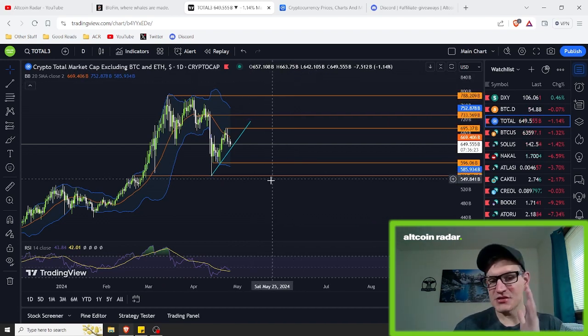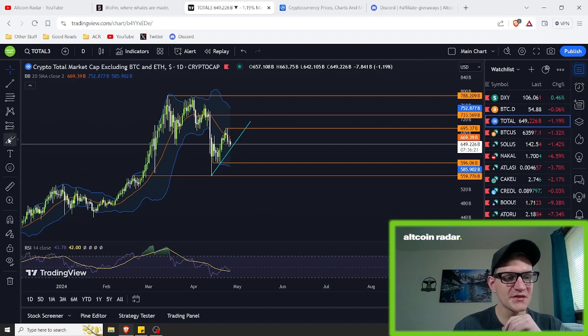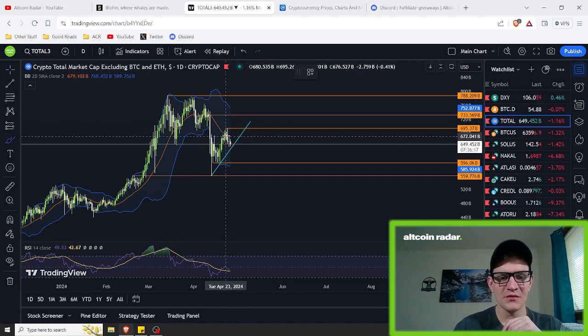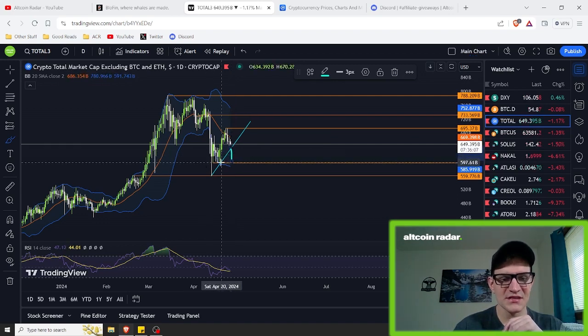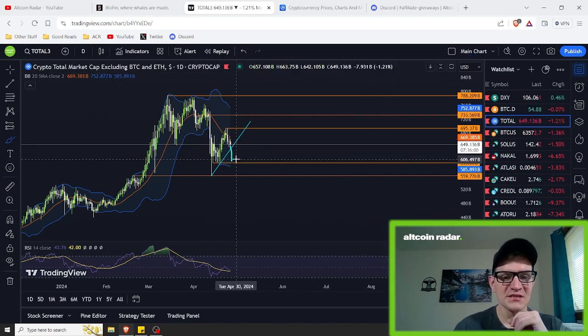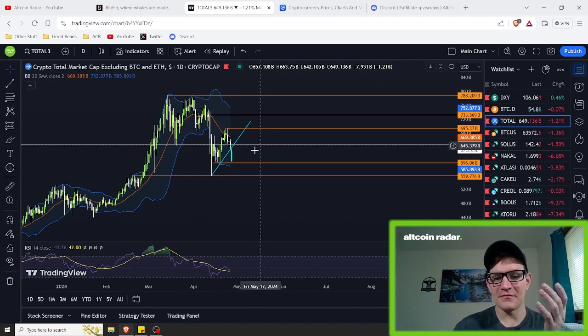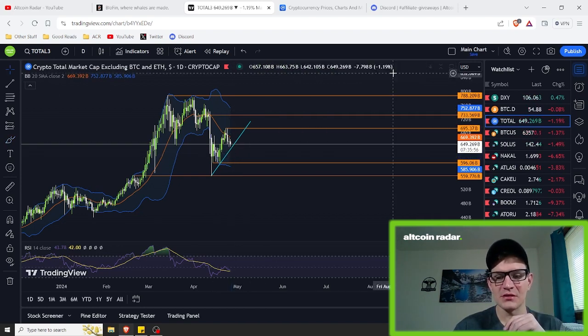So in a bearish scenario, though, what could end up happening here is we just continue to follow this downslope of the moving average on the Bollinger Bands and continue to break through this trend line and back down to retest this area down here. As you guys can see, we tested this area a lot in the last few days, testing the area of $596 billion.